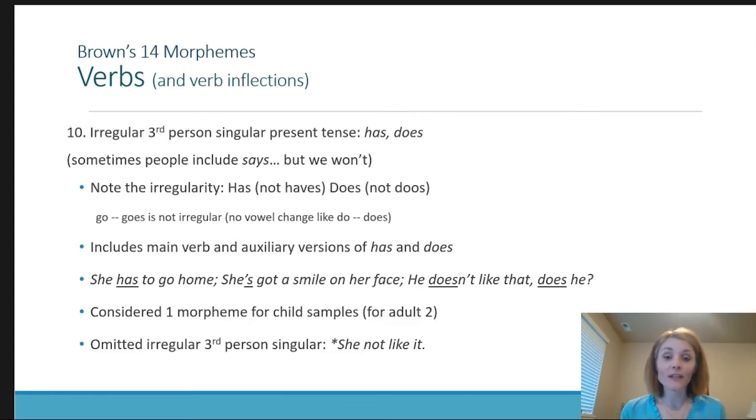And this would also include the negative forms of have and do, so that would be hasn't and doesn't. And so the third person irregular is just considered one morpheme, again for child samples, because they learn these as frozen forms, and for an adult it would be two morphemes. An example of a child omitting the irregular third person singular present tense would be if they said something like she not like it, right, where they omitted the does when it should be she does not like it or she doesn't like it.